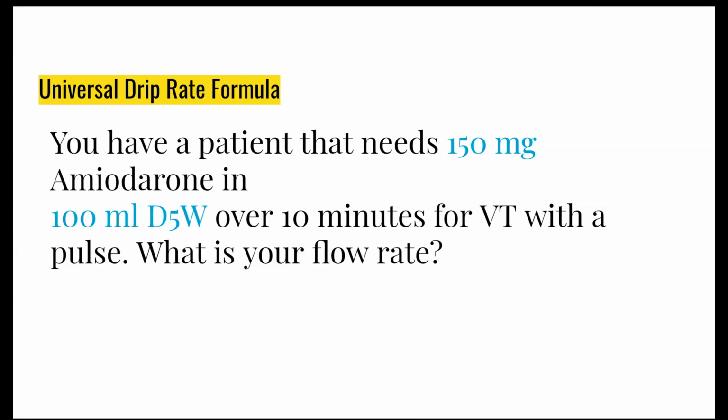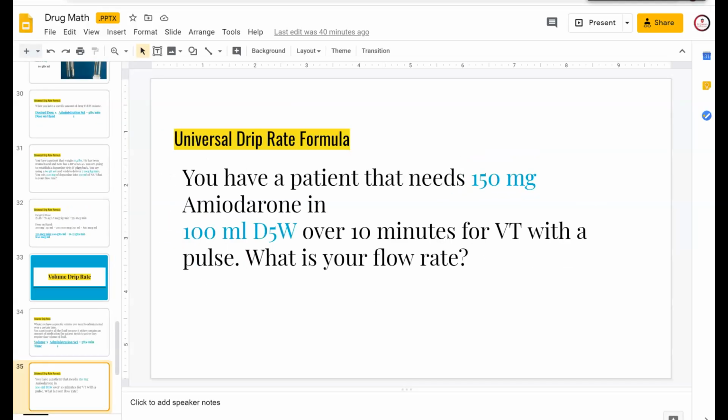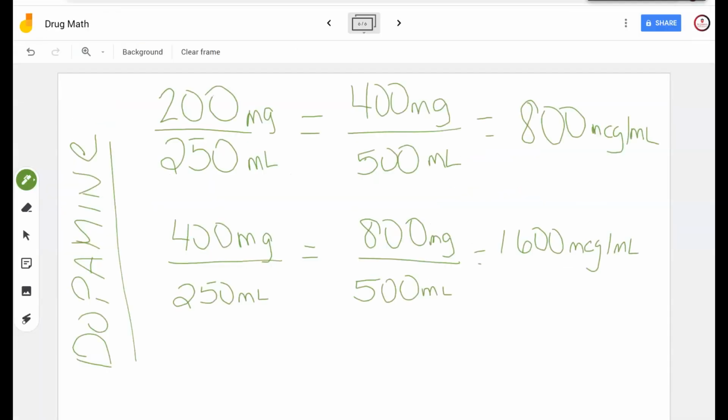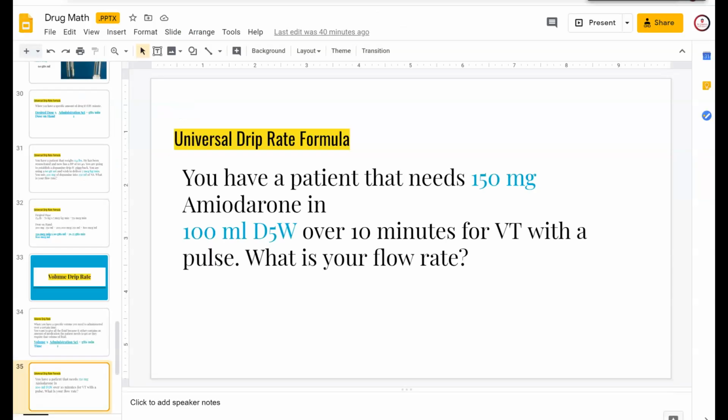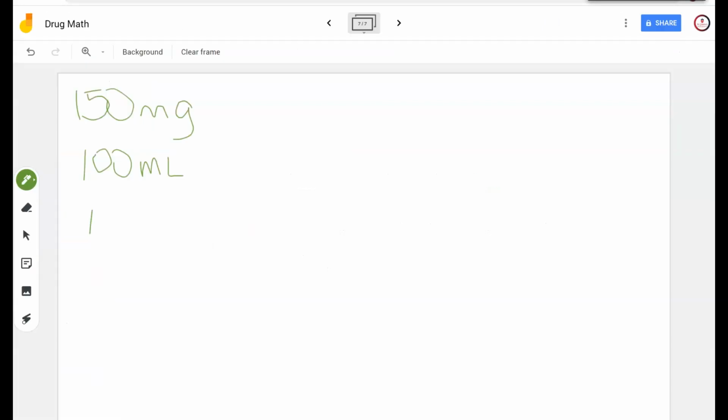So if you have a patient who requires 150 milligrams of amiodarone, we're going to go back to here real quick: 150 milligrams of amiodarone, and you are going to put it in a 100 ml bag, and you are going to give it how long? Over 10 minutes. Okay, this is your information.